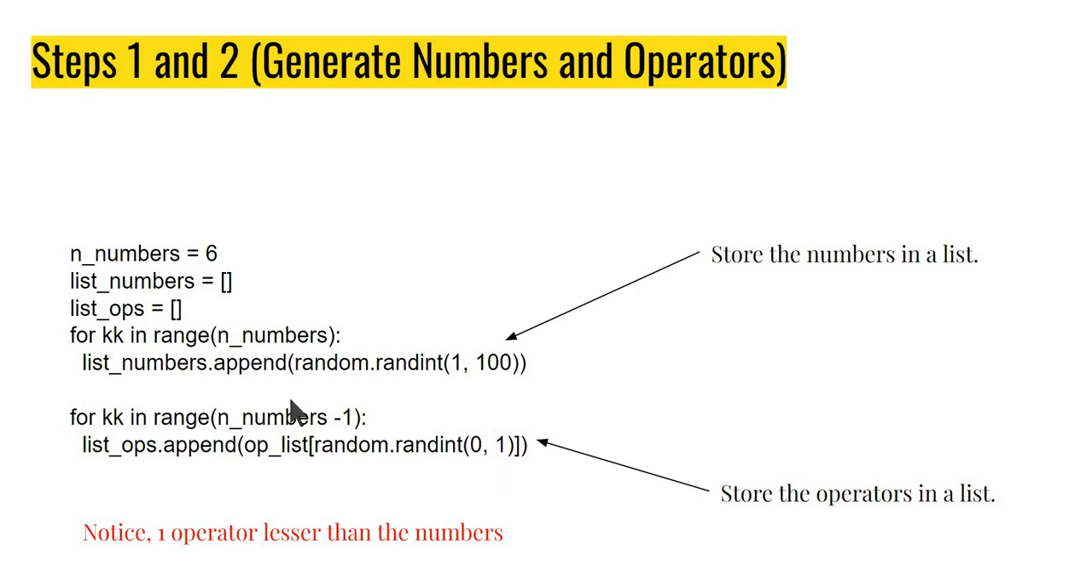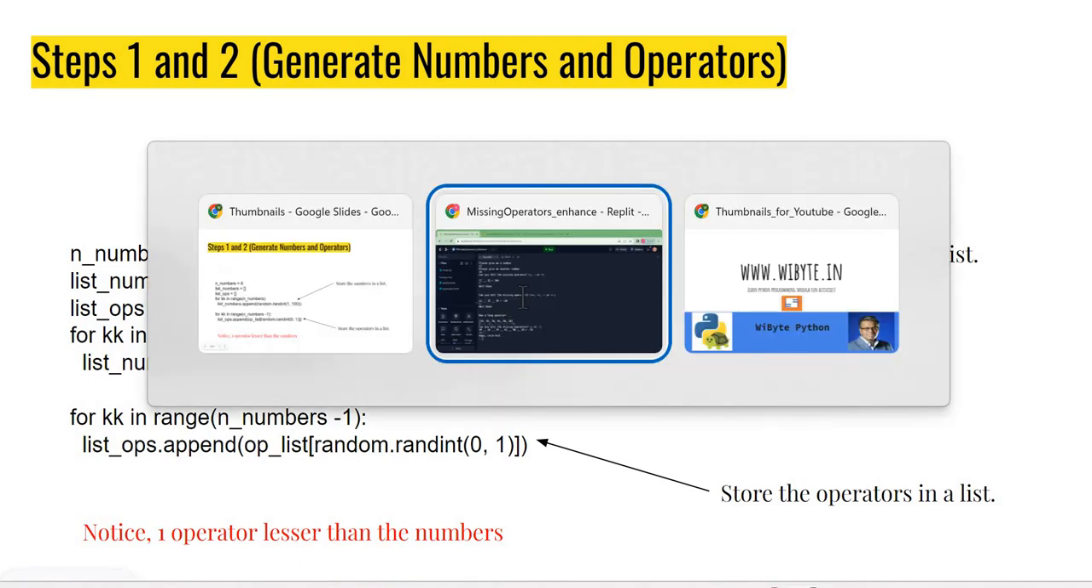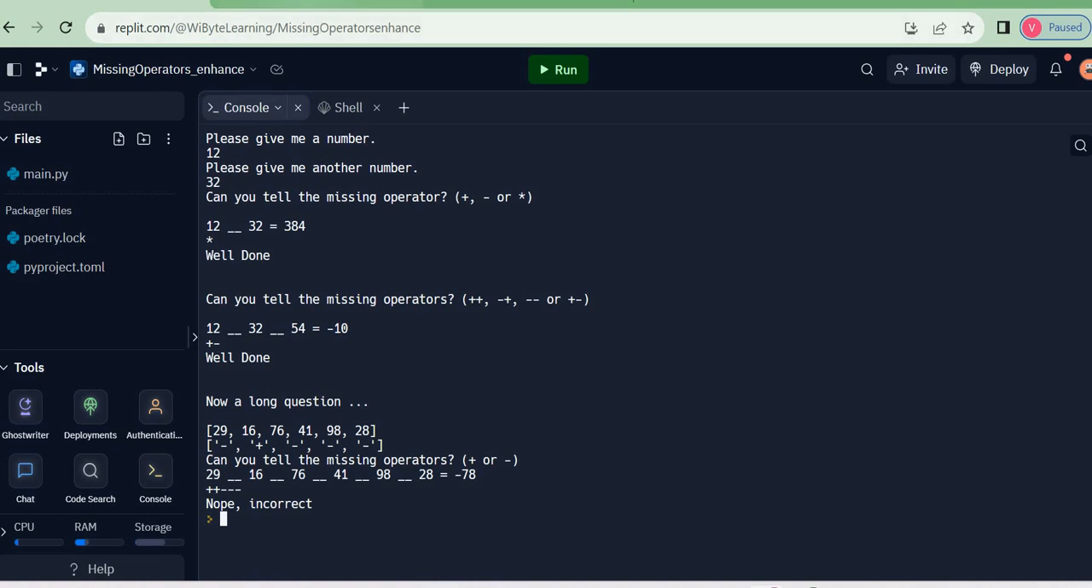Also notice that we have 1 operator less than numbers, because if you have 6 numbers, then we have 5 operators. That's why in this for loop over here, I'm using the range n numbers and range n numbers minus 1. Let's see this working first.